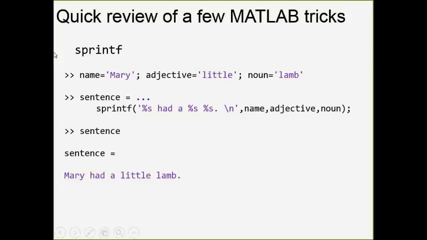A related function is sprintf. sprintf is similar. We're going to do exactly the same thing, except now I'm going to call sprintf and set that equal to a variable. So sentence, in this case, equals sprintf with these escape sequences. And now sentence is going to equal this entire string, Mary had a little lamb. So I can use sprintf to build up strings. Maybe I could have commands in there, with arguments and so on and so forth.